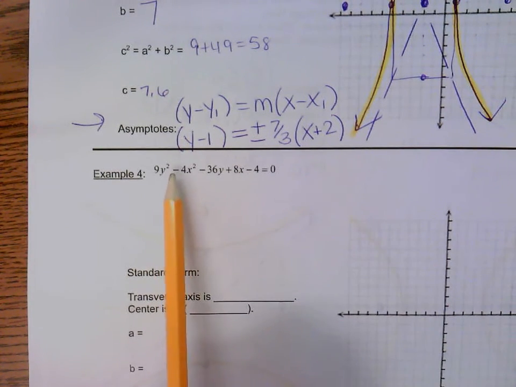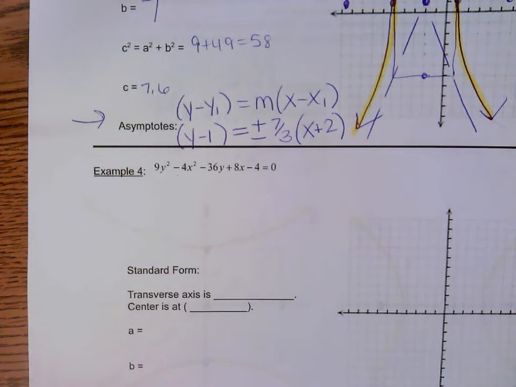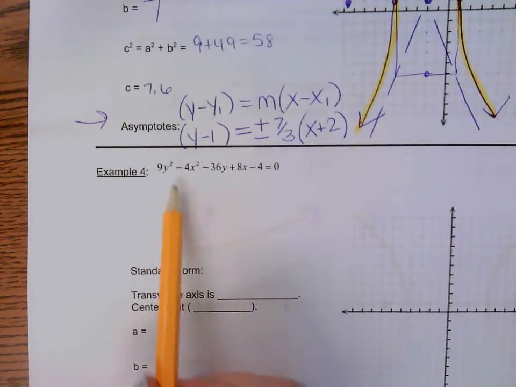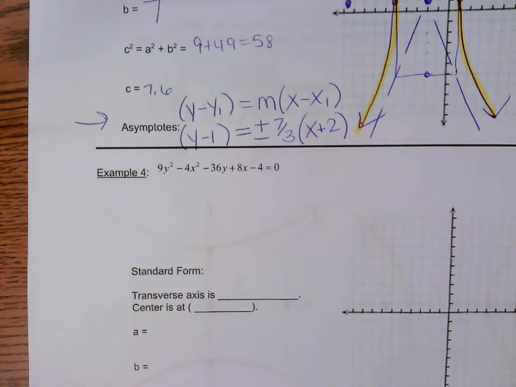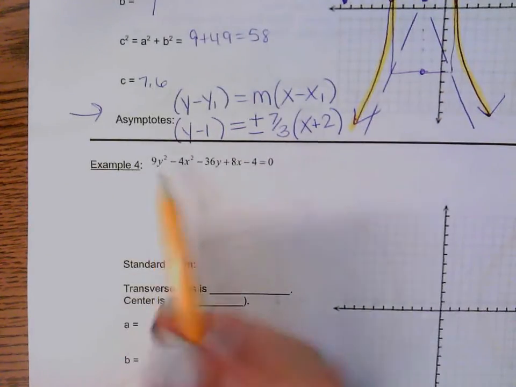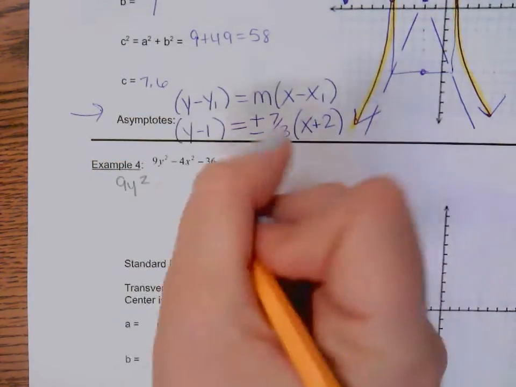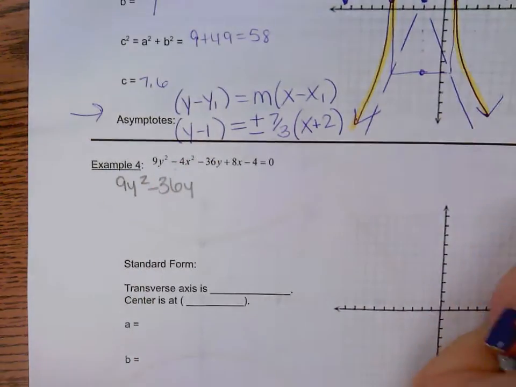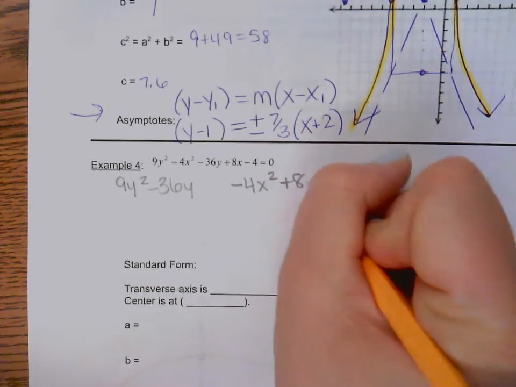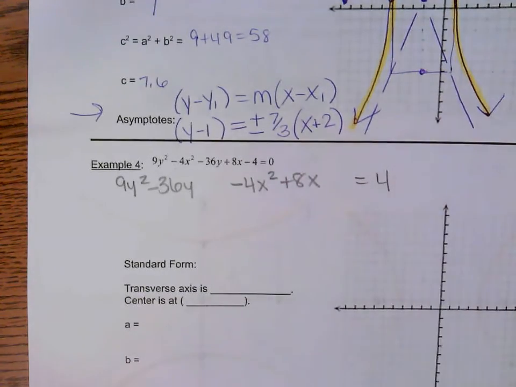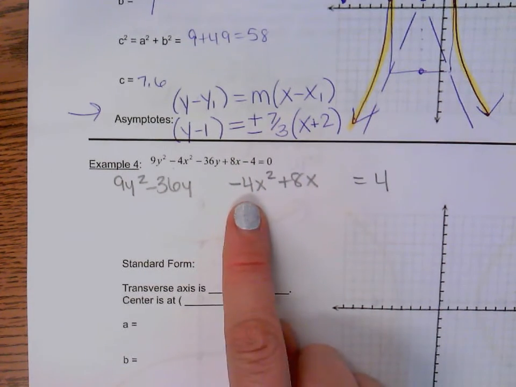In the past, we were sorting out our equation and we always put x squared first out of habit, and y squared second out of habit. If the minus is with the x squared, you want to put that second. So whatever's minus has to go second. For this hyperbola, you're going to do your 9y squared minus 36y first, then minus 4x squared plus 8x second, and then move your 4 to the other side of the equation.